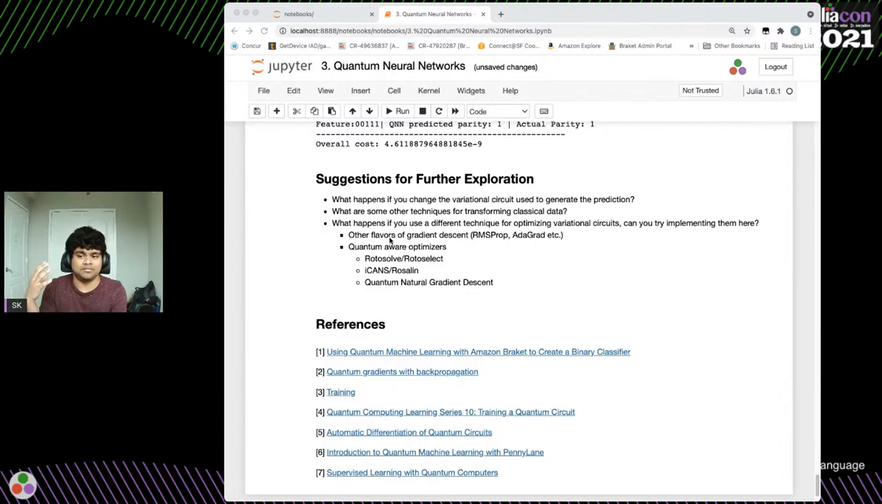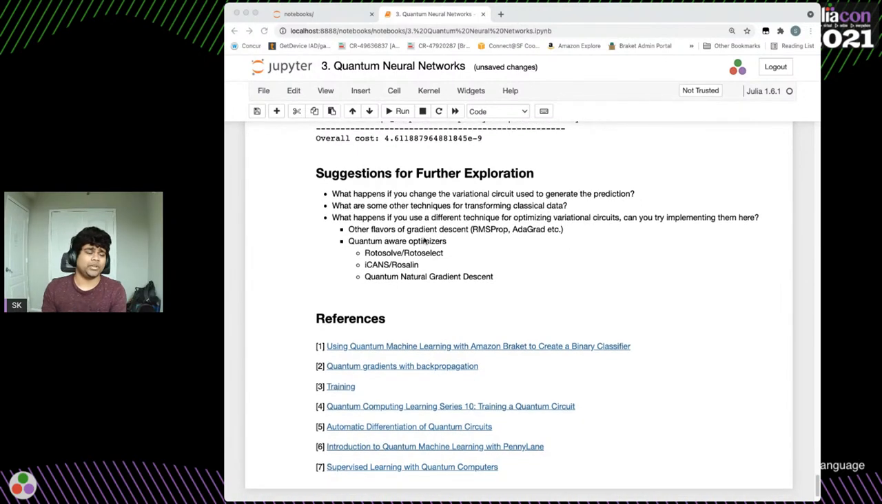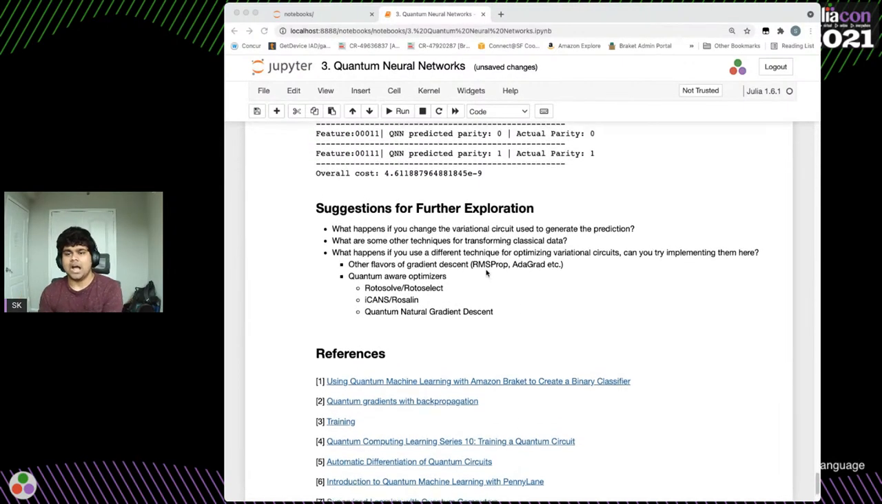In a similar way, you can experiment with other variational circuits. You can try to use some randomly generated circuit layer. And if you can come up with some other techniques for transforming this classical data, that's also really interesting. You can also experiment with other optimization techniques for your variational circuit. Some things you can try are other flavors of gradient descent, like RMSprop and Adagrad. But you can also use some quantum-aware optimizers, like Rotosolve, Rotoselect, and quantum natural gradient descent.